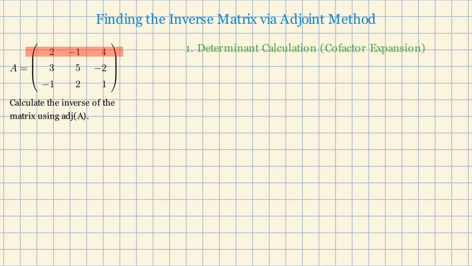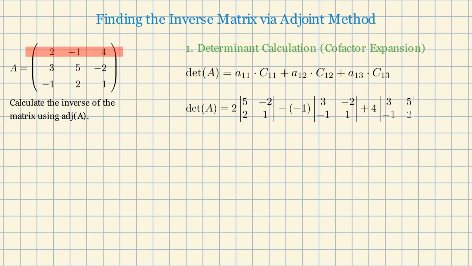Here, Mij is a minor. This means it is the determinant of the submatrix that remains after the row and column containing the Aij element are deleted. If we expand the determinant according to the first row, the determinant of A equals a11 times C11 plus a12 times C12 plus a13 times C13.